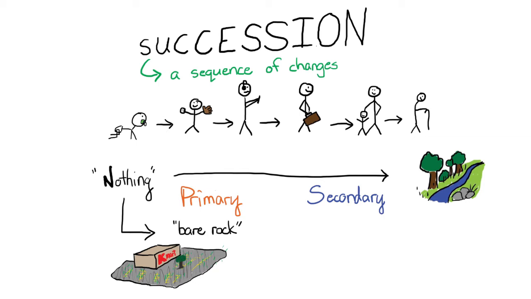Secondary succession is a little easier. It takes a little bit less time because this is when a disturbance that's not so severe goes through and it wipes out an ecosystem, but it leaves the soil there. So it could be like a fire, it could be like a flood. So there's still soil to start with. So let's look at the sequence of changes that occur during secondary succession.